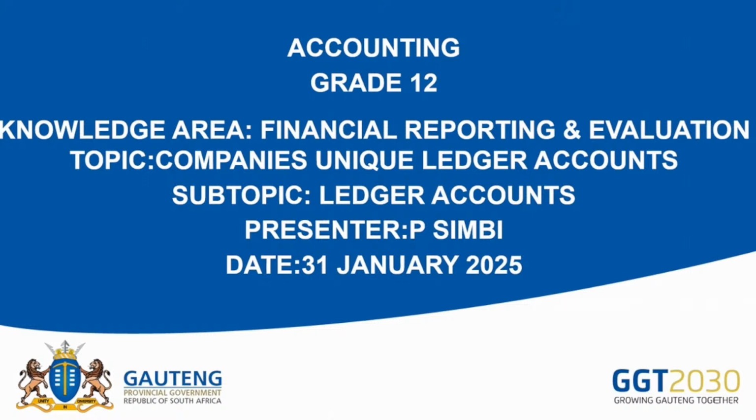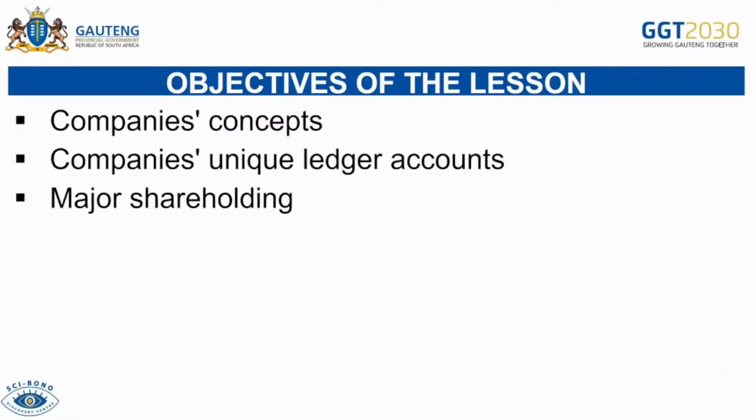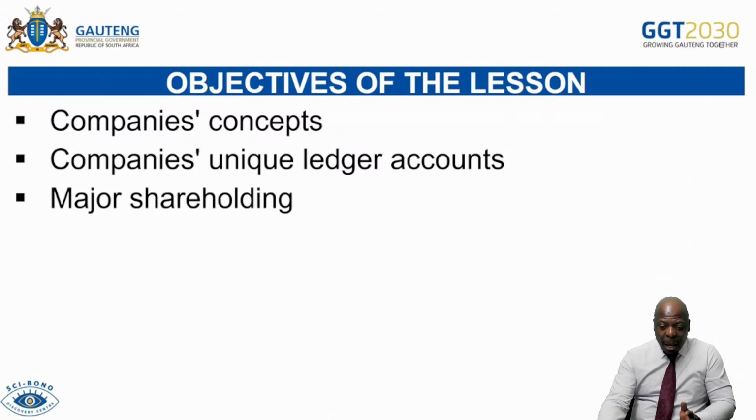Here's what we're going to be looking at today. We're going to look at the company's unique ledger accounts. My objectives for today's class are very, very simple. I'm going to look at the company's concepts. I'm going to look at the company's unique ledger accounts. And then I'm also going to look at major shareholding.